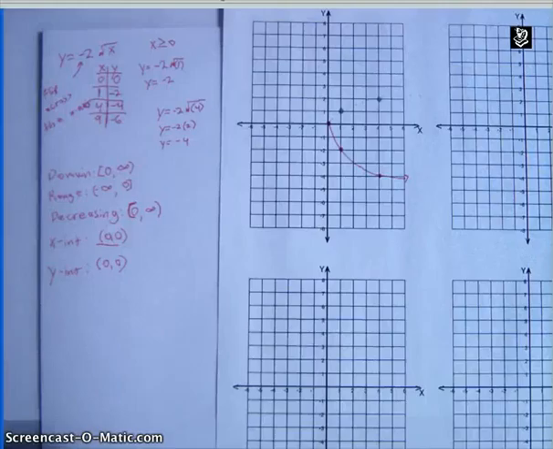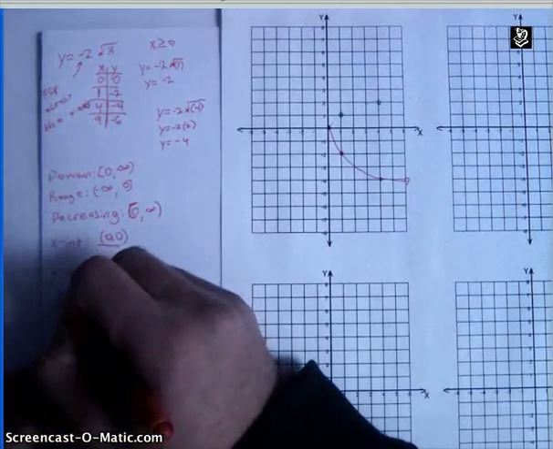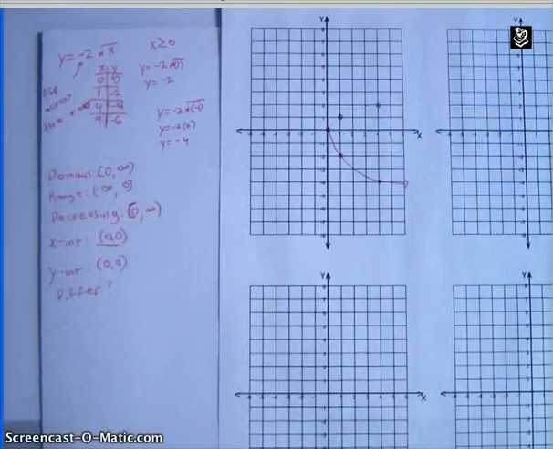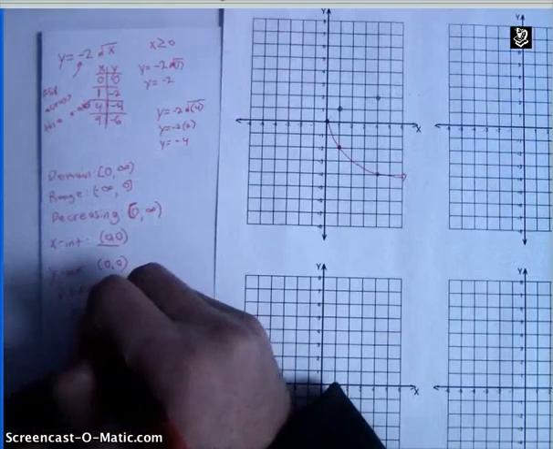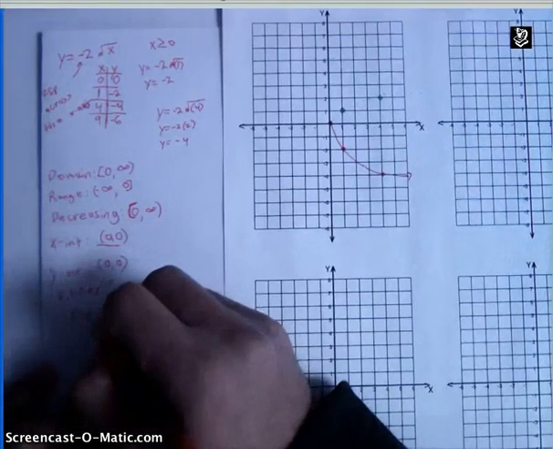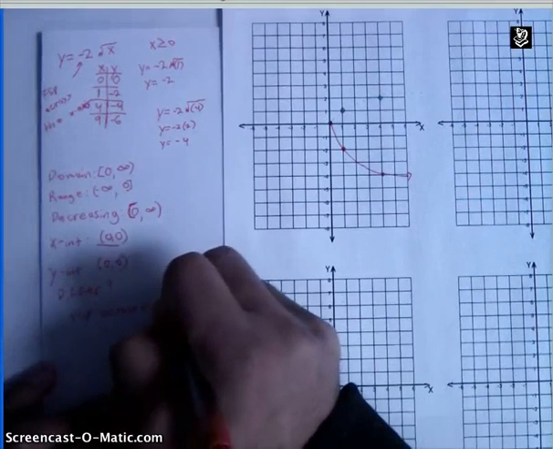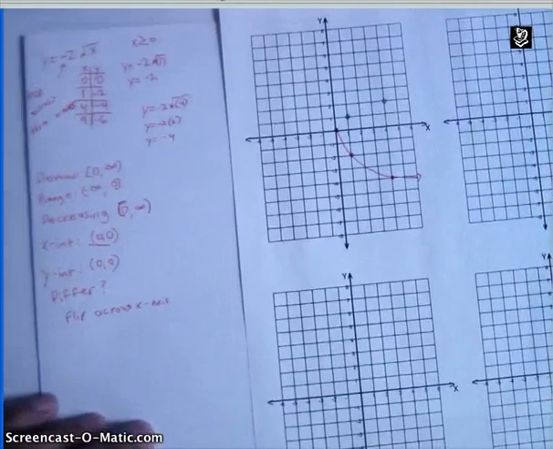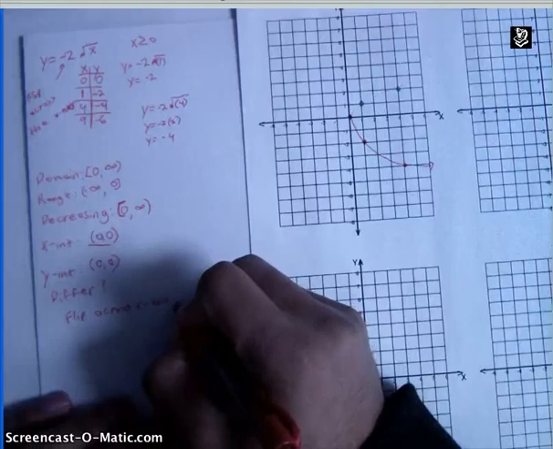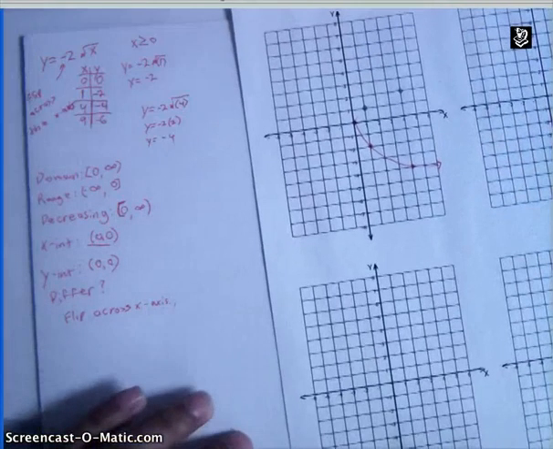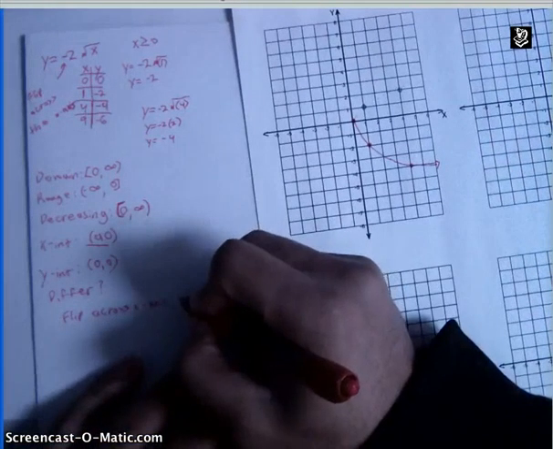How does it differ? I'm going to write "differ" here. Well, we know that it was flipped across the x-axis, and it increased the rate by 2, I guess is what we can call it.